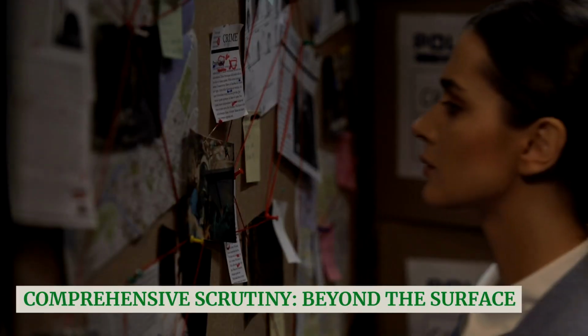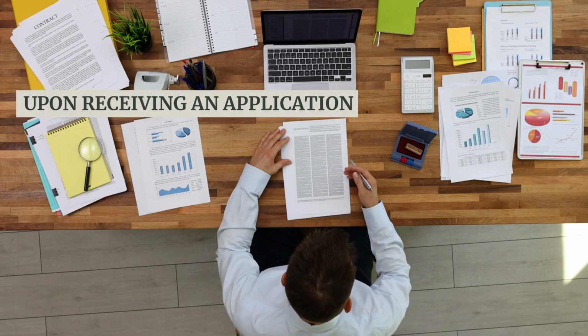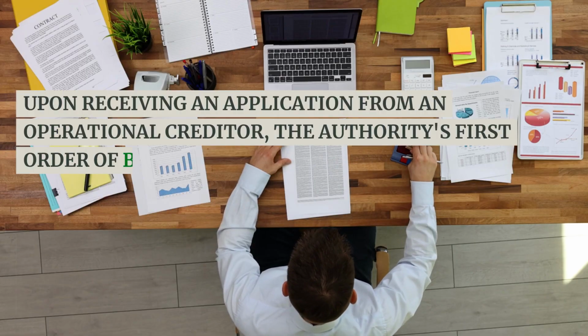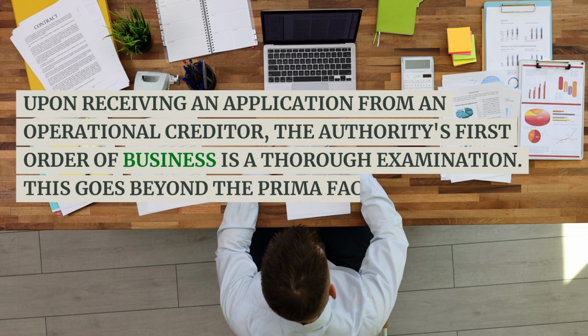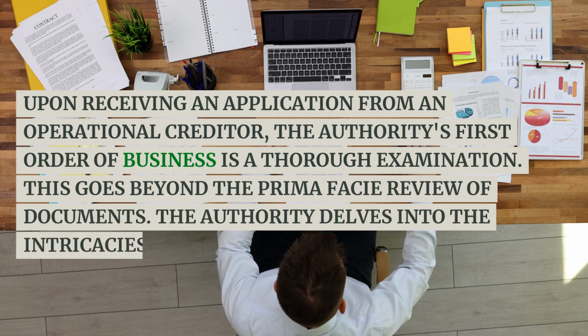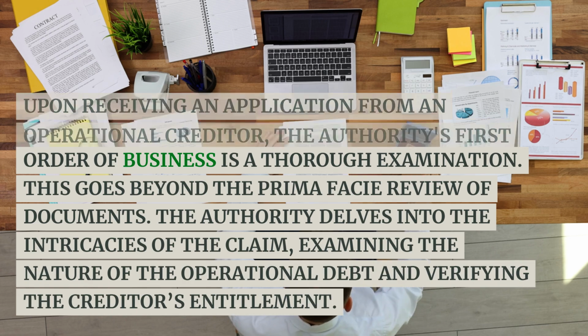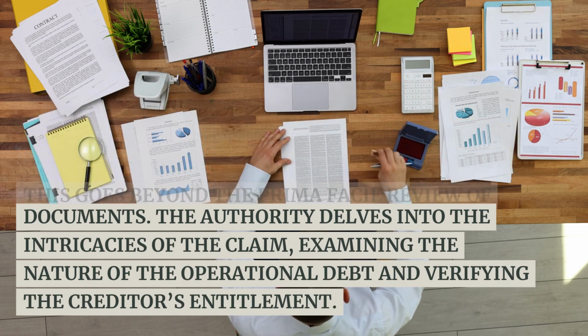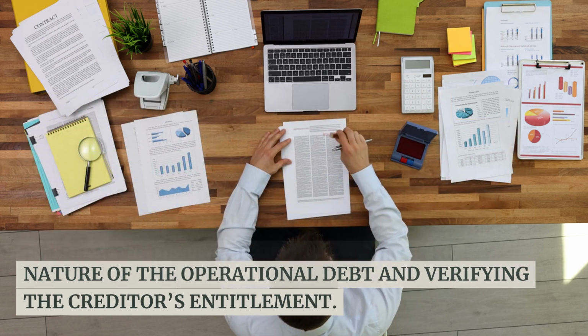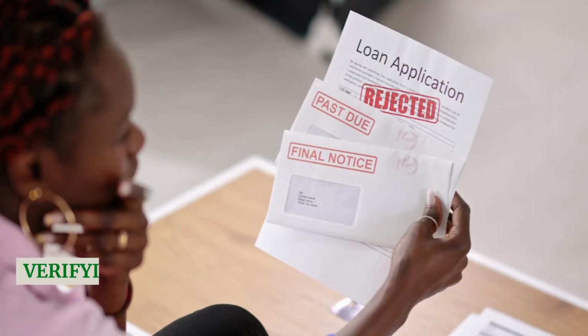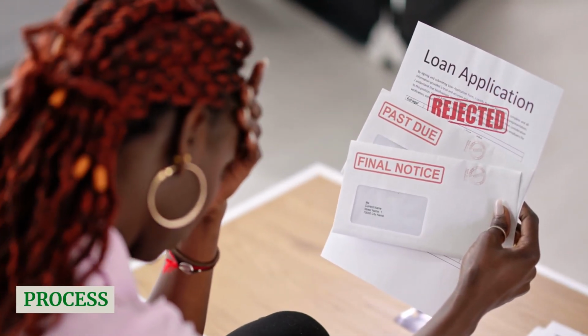Comprehensive scrutiny, beyond the surface. Upon receiving an application from an operational creditor, the authority's first order of business is a thorough examination. This goes beyond the prima facie review of documents. The authority delves into the intricacies of the claim, examining the nature of the operational debt and verifying the creditor's entitlement.